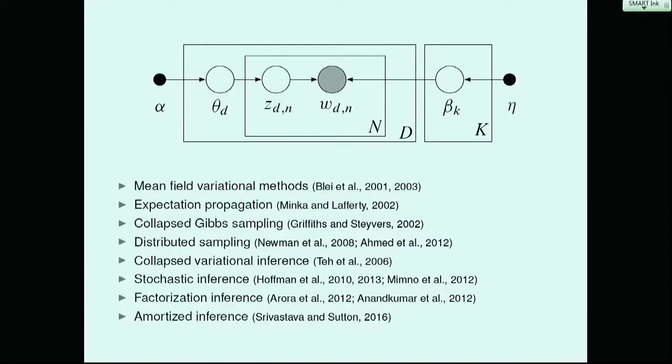There are many ways to calculate the posterior distribution. Okay, here is a list.